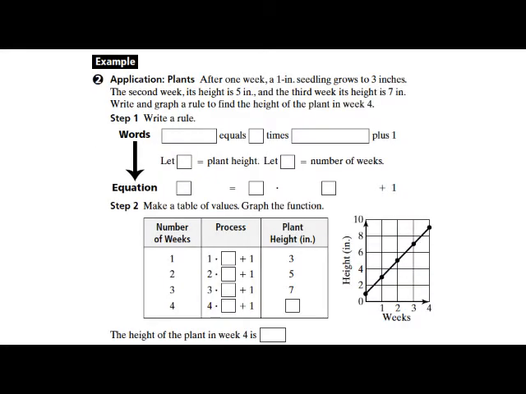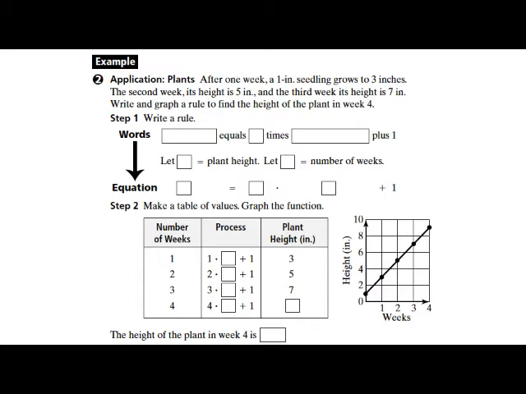Example 2. Application, plants. After 1 week, a 1-inch seedling grows to 3 inches. The second week, its height is 5 inches. The third week, its height is 7 inches. Write and graph a rule to find the height of the plant in week 4.